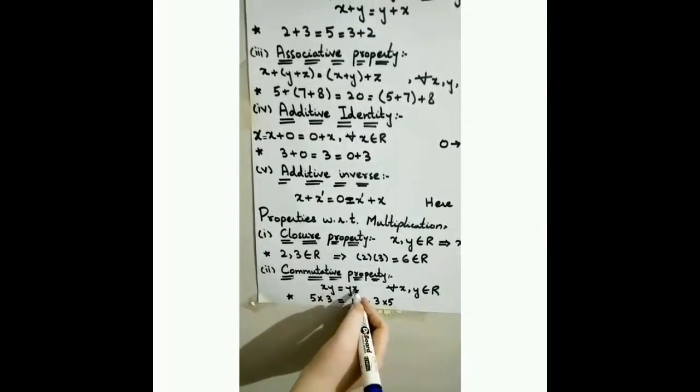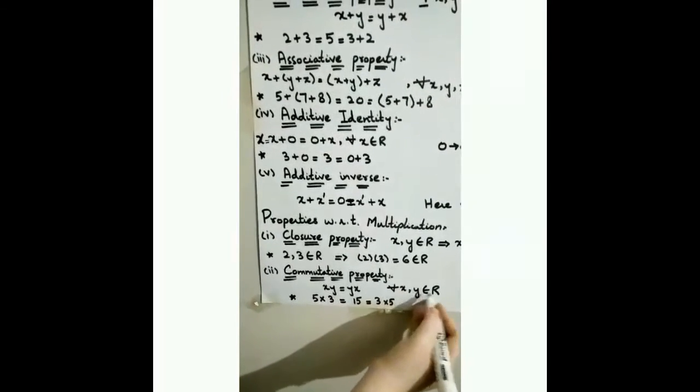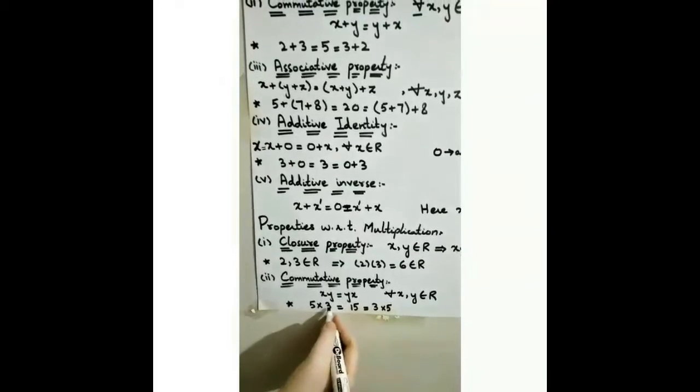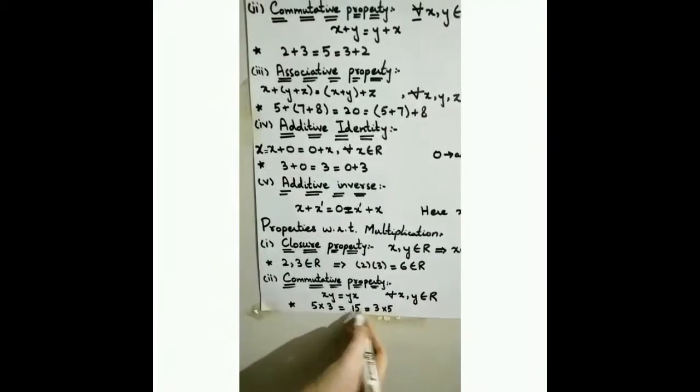Number 2 property, commutative property. In this property, xy equals yx for all x, y belonging to R. 5 multiplied by 3 is equal to 15. 3 multiplied by 5 is equal to 15.